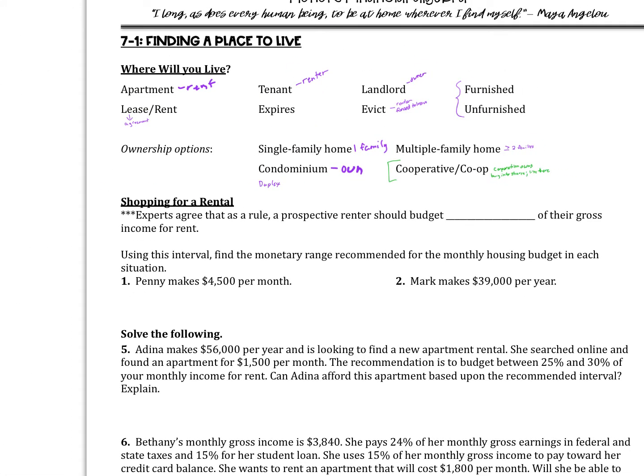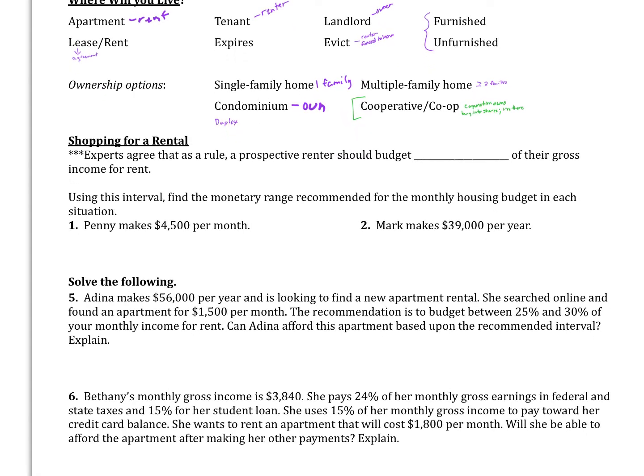It sounds like you guys are pretty good on that, so I'm not going to dwell on it a whole lot. Let's talk about some of the general math or other ideas here. In general, experts agree that, as a rule, a prospective renter should budget 25 to 30% of their gross income for the rent. We're talking about rent today, and we'll talk about ownership later down the road.